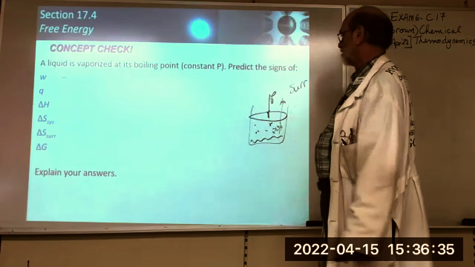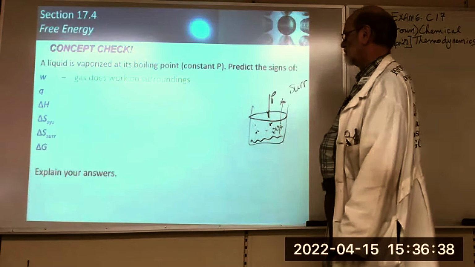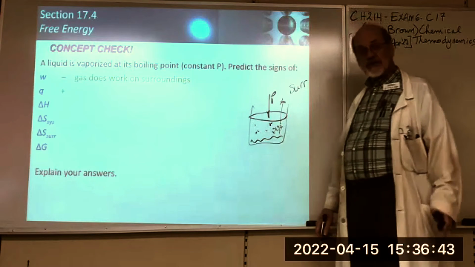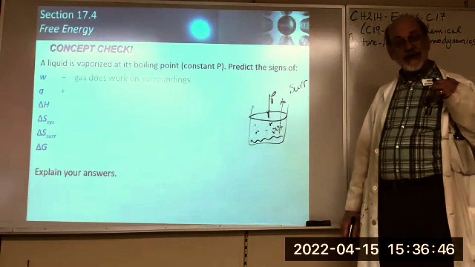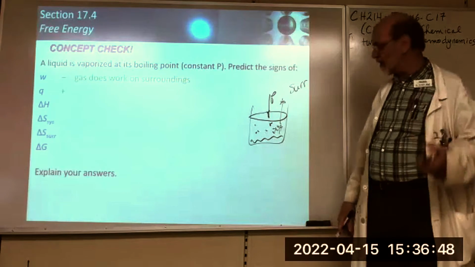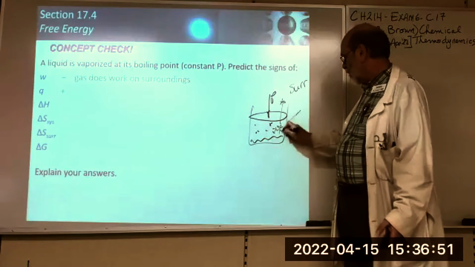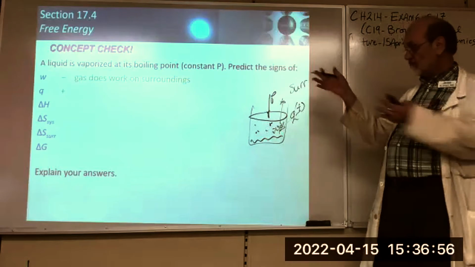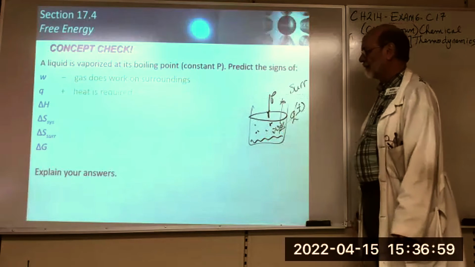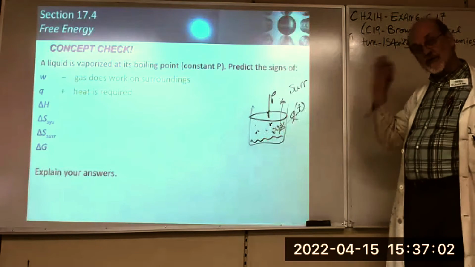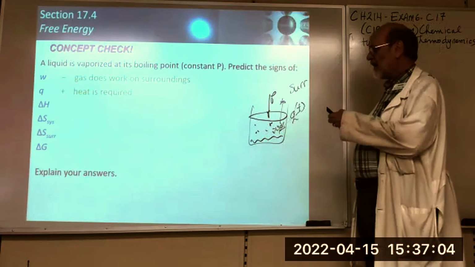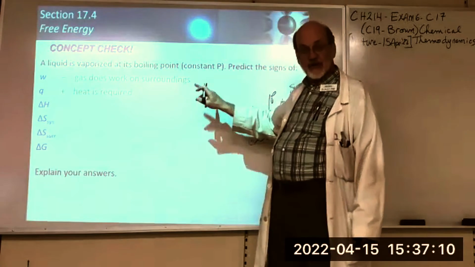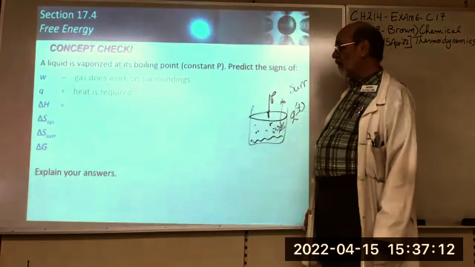Okay, how about Q? Well, heat is being added to the system. In order to vaporize this, we have to put Q into the system, so it's positive. You have to add heat in order for this to happen. How about delta H? Well, constant pressure means that Q and delta H are equal, so they're both positive.